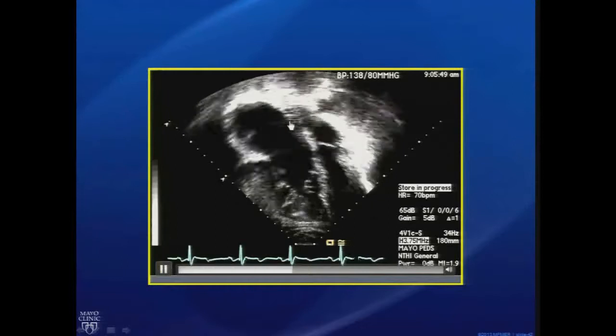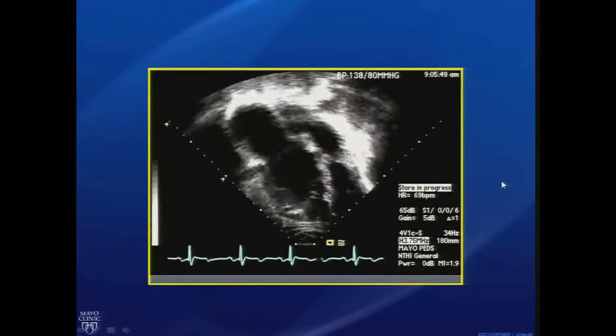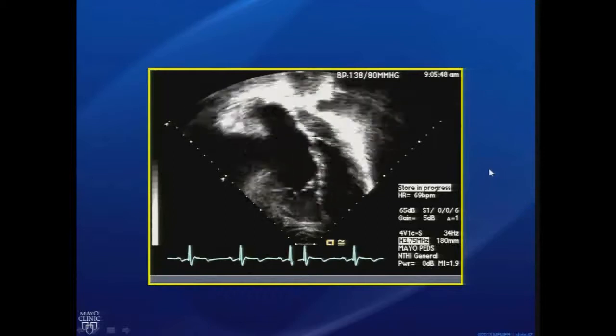Associations are going to be an ASD in 50%, and then accessory bypass tracts electrically that can cause arrhythmia.